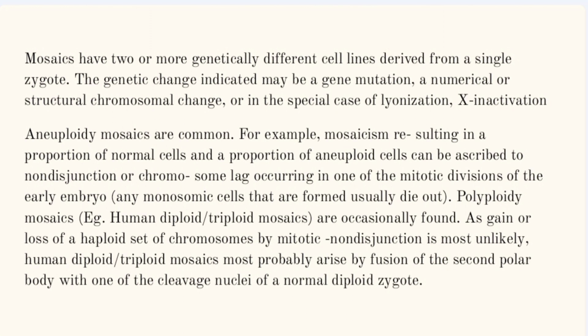For example, mosaicism resulting in a proportion of normal cells and a proportion of aneuploid cells can be ascribed to non-disjunction or chromosome lag occurring in one of the mitotic divisions of the early embryo. Polyploid mosaics, for example human diploid or triploid mosaics, are occasionally found, as gain or loss of a haploid set of chromosomes by mitotic non-disjunction is most unlikely. Human diploid or triploid mosaics most probably arise by fusion of a second polar body with one of the cleavage nuclei of a normal diploid zygote.